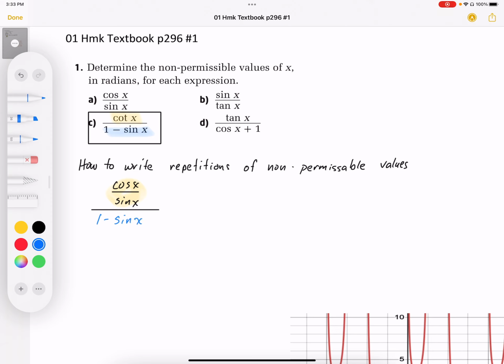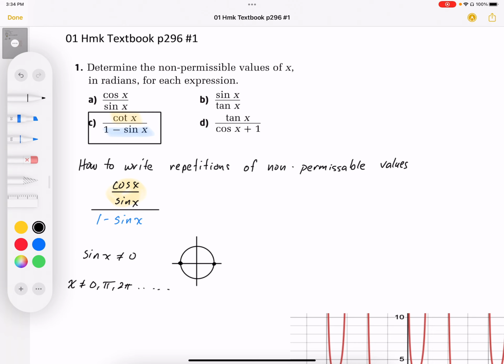Okay, so there we're going to need to look at when the cotan has a divide by 0. So that is when the sine x is not equal to 0. Okay, and then solving for x, sine x is equal to 0 at 0 and pi, and so x cannot be equal to 0, pi, 2 pi, dot, dot, dot.